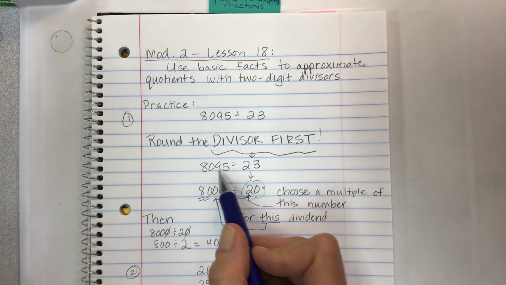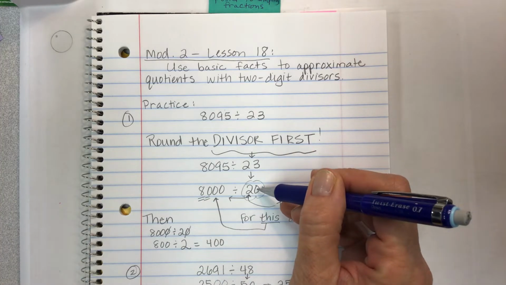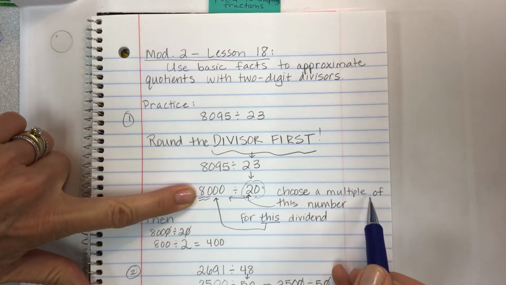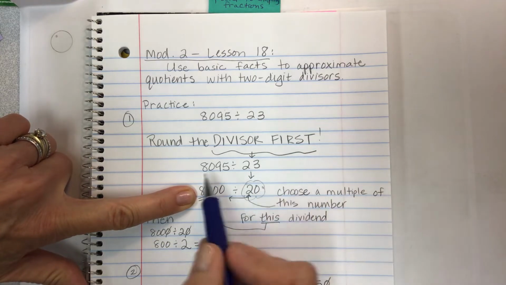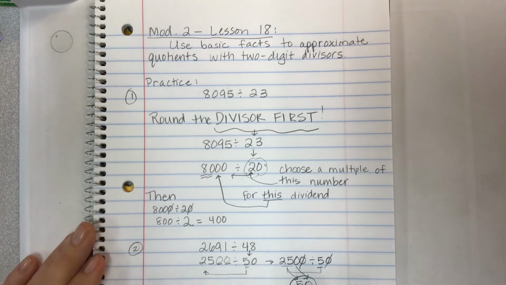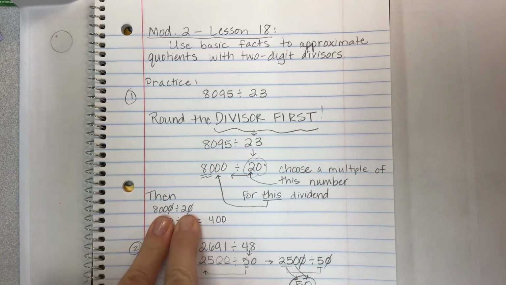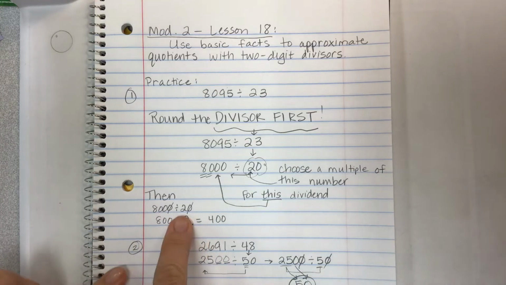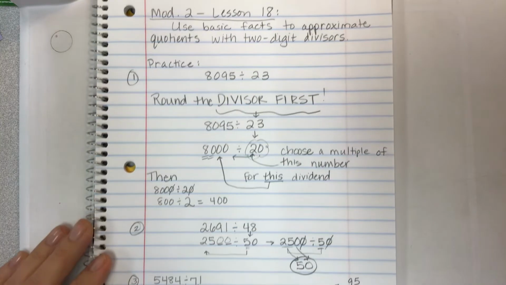If you had something like 8,095 divided by 23, if you round the divisor first to 20, then we're going to keep a number here that is a multiple of this number. Now this one's pretty easy. 23 rounds to 20 and 8 is already a multiple of 2. And so then we can follow the steps that we had learned previously, where you divide both sides by 10 and then divide by 2. And so that would be the 800 divided by 2 is what's left, and you get your 400. So it's pretty easy using some of the same strategies.